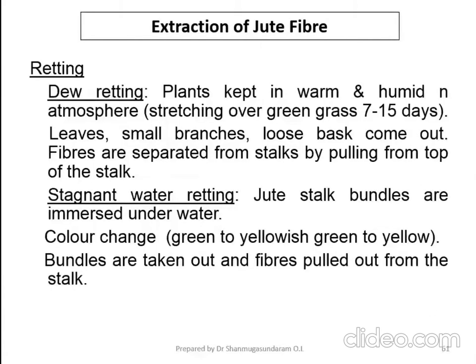Then coming to the extraction of jute fiber, there are four retting processes available. The first one is dew retting. The plants are kept in warm and humid climatic conditions, stretched over green grass for 7 to 15 days. The leaves, small branches, and loose bark come out. So fibers are separated from the stalks by pulling from the top of the stalk. Then stagnant water retting. Jute stalk bundles are immersed under water. The color changes from green to yellowish green to yellow. So the bundles are taken out and the fibers are pulled out from the stalk.